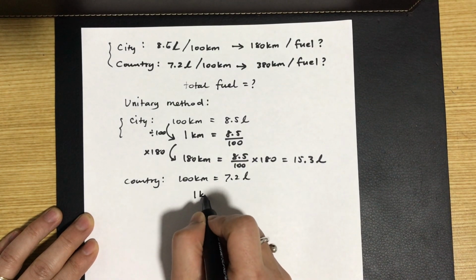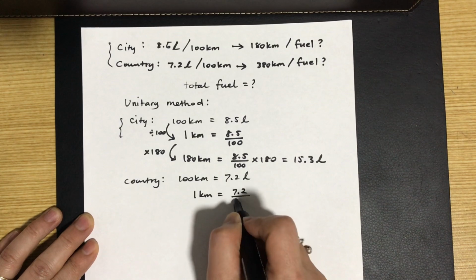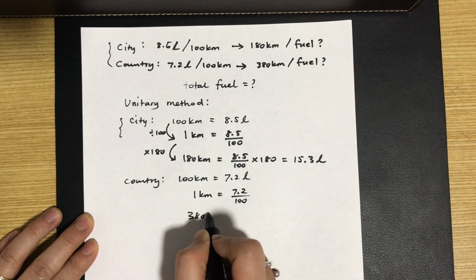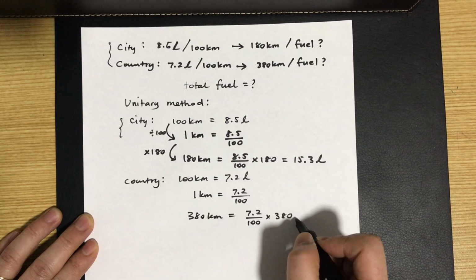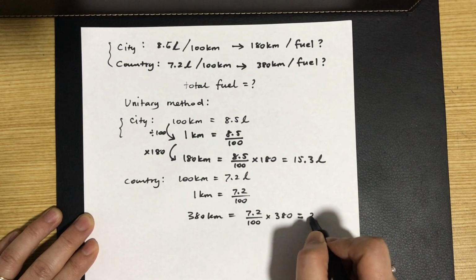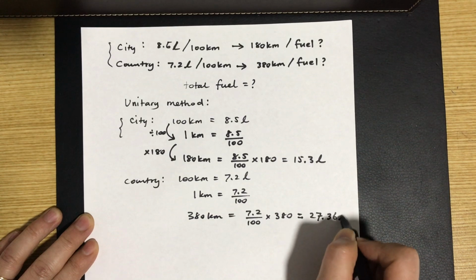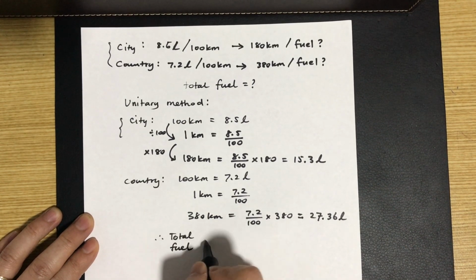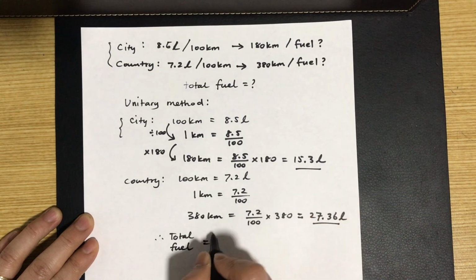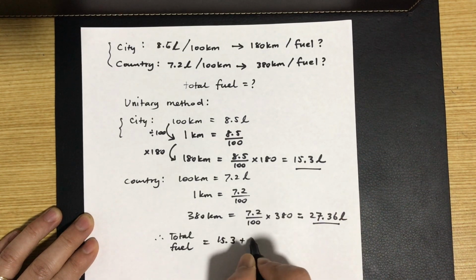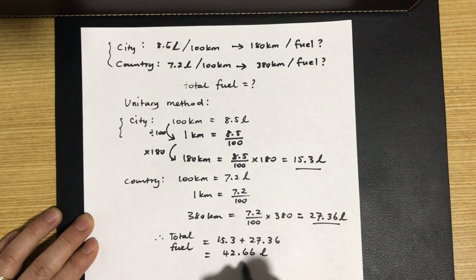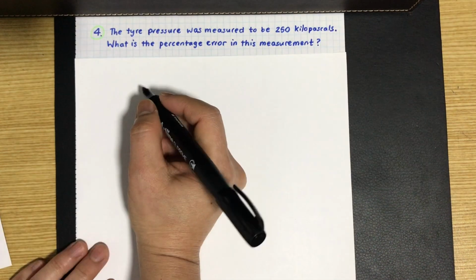And here, country, 100 kilometres, 7.2 litres. And again, 1 kilometre will be 7.2 divided by 100. And then we're going with 380 kilometres for country. So if you put that in your calculator, you'll get 27.36 litres. So the total fuel, I have to add it all up. So 15.3 plus 27.36, I will get 42.66 litres.